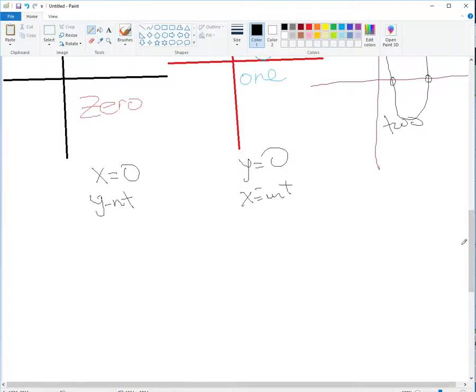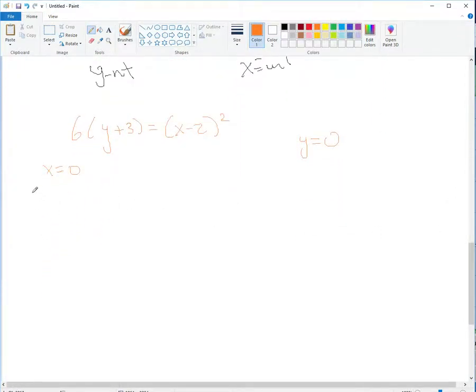And then, let's do an example with this one. It'll be quick, it'll be easy, because you know exactly what we're doing here. So if we are given 6y plus 3 is equal to (x minus 2) squared, and we are looking for the intercepts, so we'll make x equal to 0 over here, and then we'll make y equal to 0 over here. So we end up with 6y plus 3 is equal to (0 minus 2) squared. So 6y plus 3 is equal to 4.